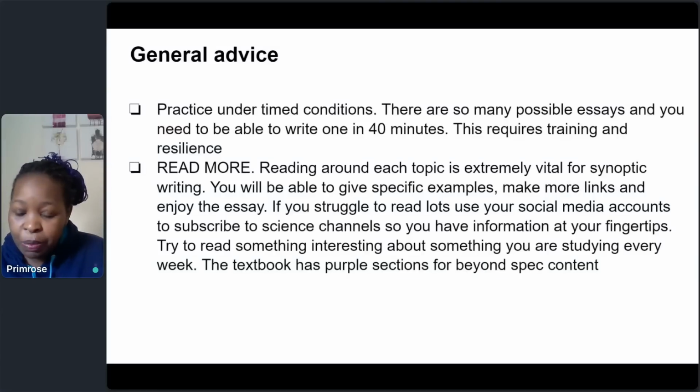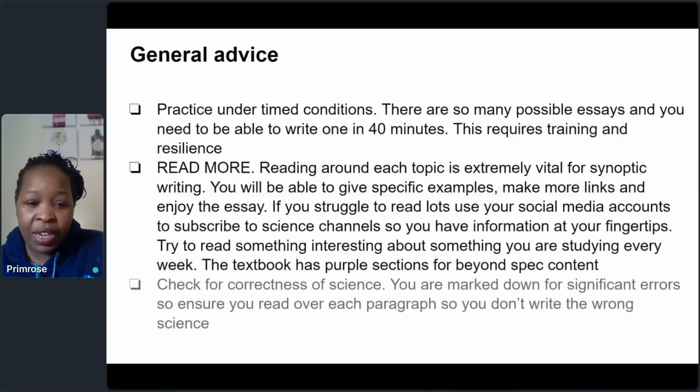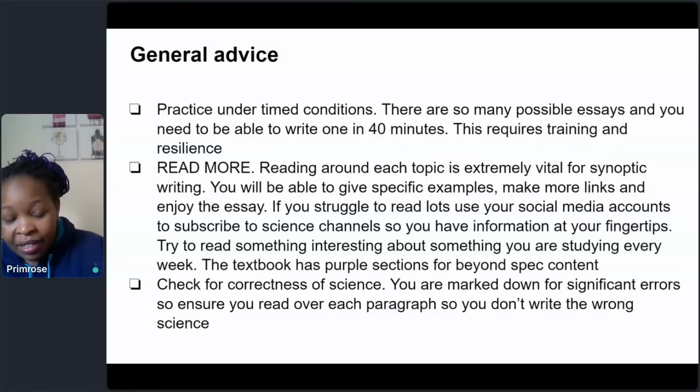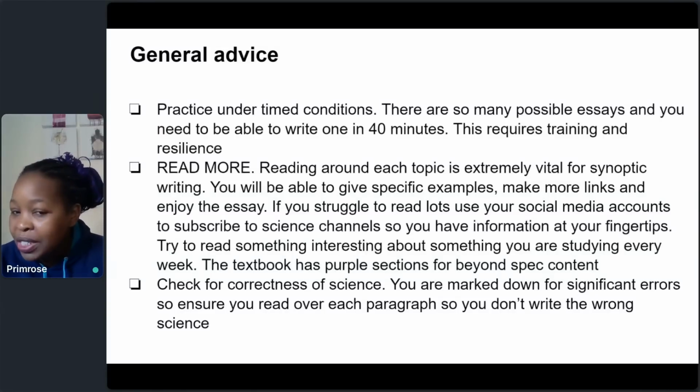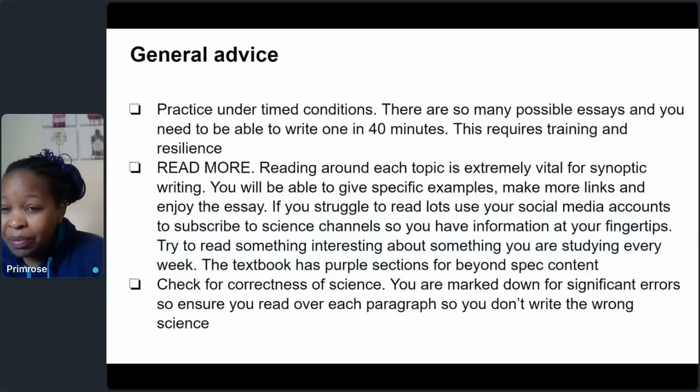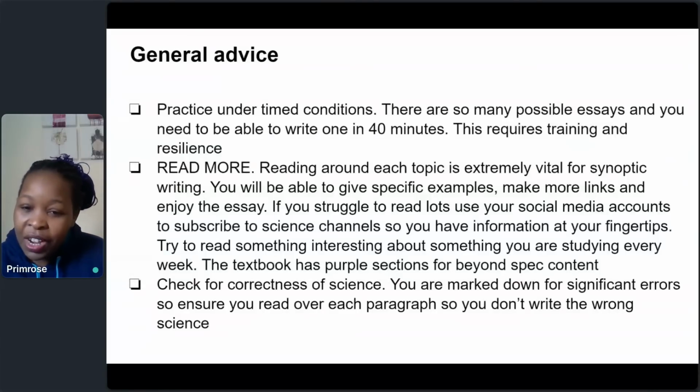In your textbook, if you've got the chunky textbook for AQA, it's got synoptic sections as well. So just look at those after you've practiced a few essays, to see where you can improve your knowledge. More importantly, if you make a significant error, that loses you marks. So check your science, but this is also a literacy point. We don't produce energy, we release energy. So the science has to be right.